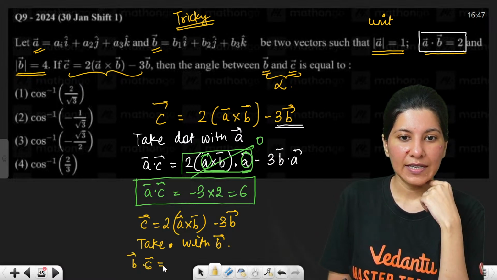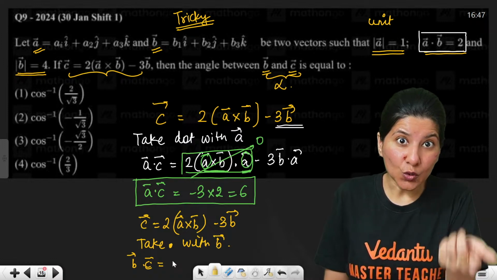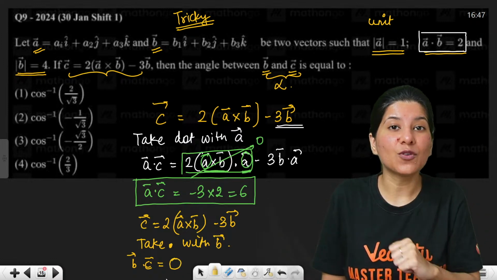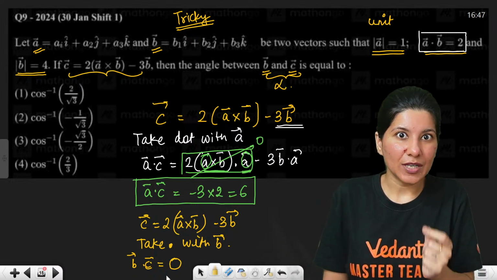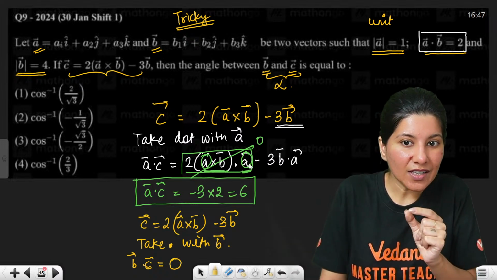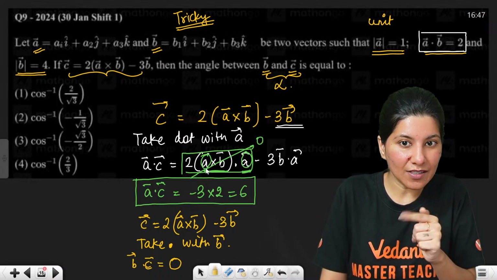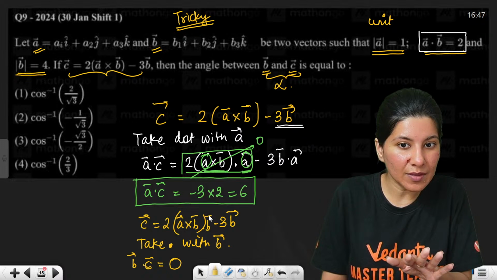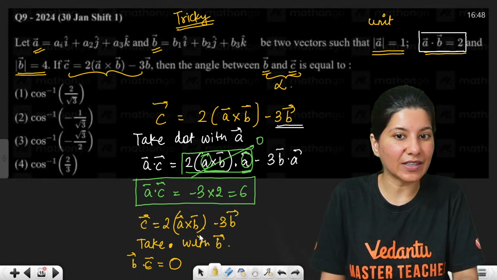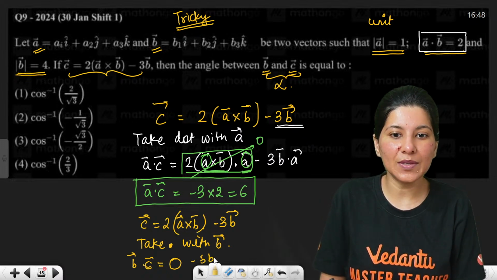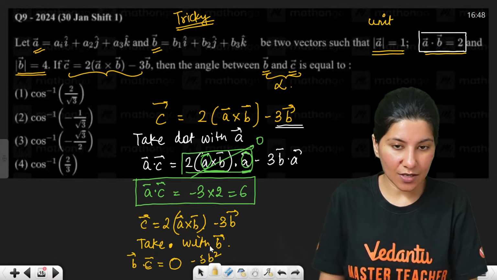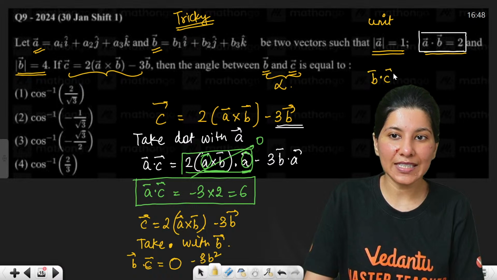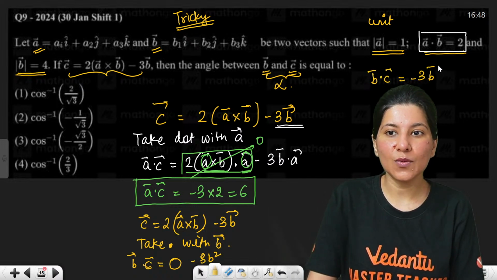First of all, is equals to, now again 2A cross B dot B. Again it will be 0. What is happening? The outside vector, if it is same or parallel or collinear with inside vector, then it has become 0. Taking dot with B, if you just imagine B over here, again two similar vectors are here. So 0 minus 3B square. So basically you have got B dot C is equals to minus 3B square.